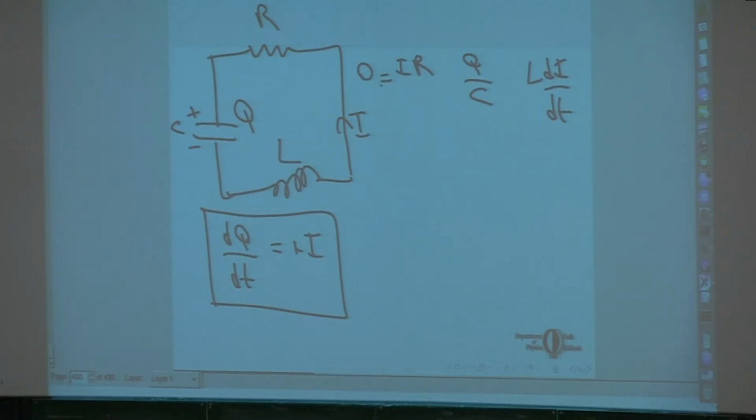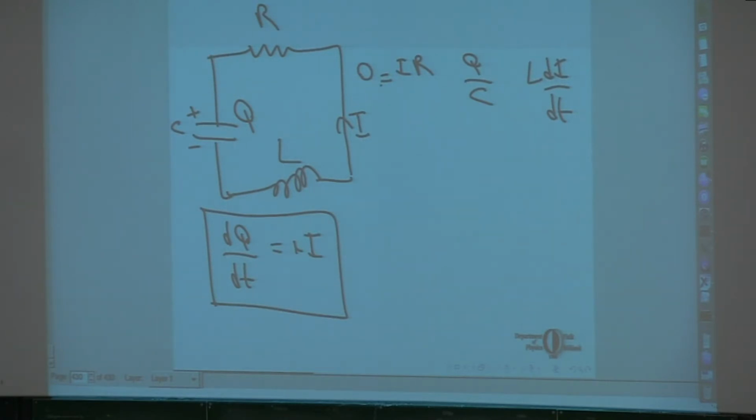What is this I times R? Potential difference between these two points. Which point minus which point? Okay, let's say that I is positive at this instant. So is this point at a higher potential than this point or at a lower potential than this point? Okay, this one is smaller.